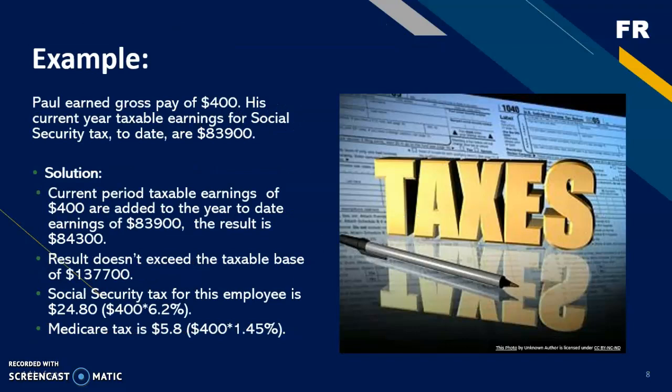Here is an example. Let's assume that Paul earned gross pay of $400. His current year taxable earnings for Social Security tax up to date are $83,900. Solution: the current period taxable earnings of $400 are added to the year-to-date earnings of $83,900. The result is $84,300. The result doesn't exceed the taxable base of $137,700. The Social Security tax for this employee is $24.80 and the Medicare tax is $5.80.